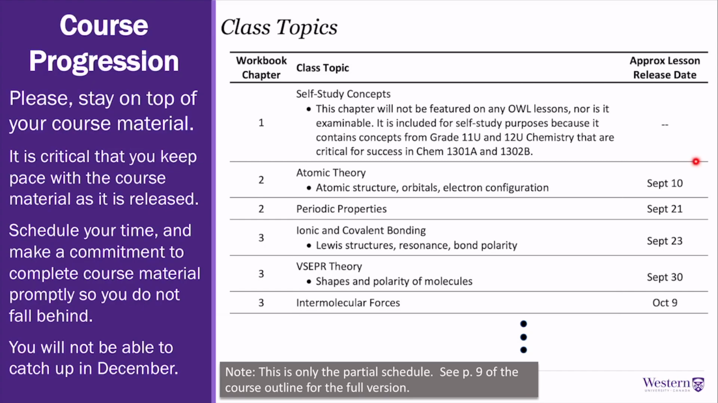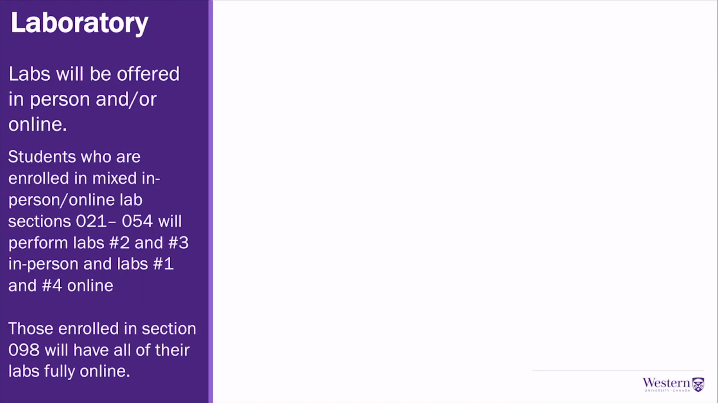In the course outline, we have a table that outlines the course topics and their approximate release dates on OWL. This is just a partial table. The full version is on page 9 of the course outline, so go and have a look. But bookmark this. Put them in your calendar so you know this is when you are going to be required to start atomic theory, complete periodic properties, and so on. Keep up.